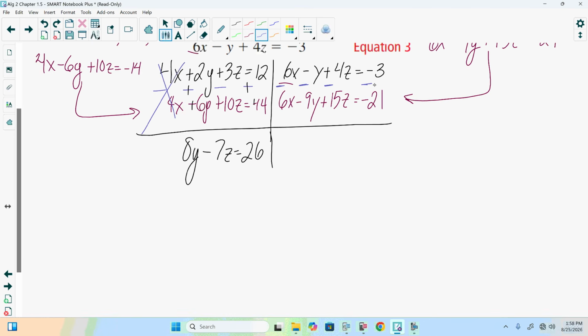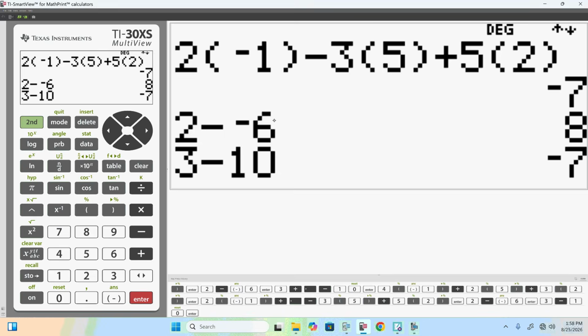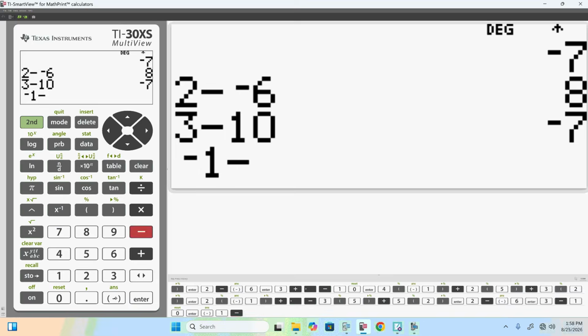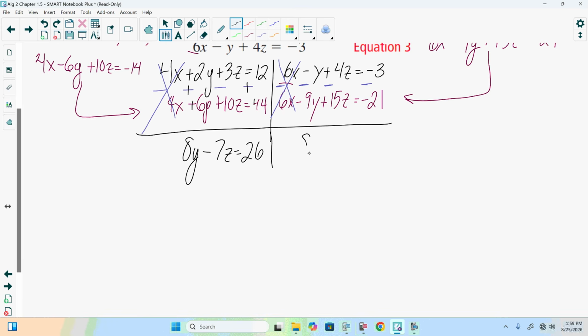6x minus 6x is 0 like we wanted, yes? Next one we have is negative y minus negative 9y. Negative 1 minus negative 9. Negative 1 minus negative 9 is positive 8y. Because really our negative and negative here make a plus. Negative y plus 9y, negative 1 plus 9 would be positive 8.